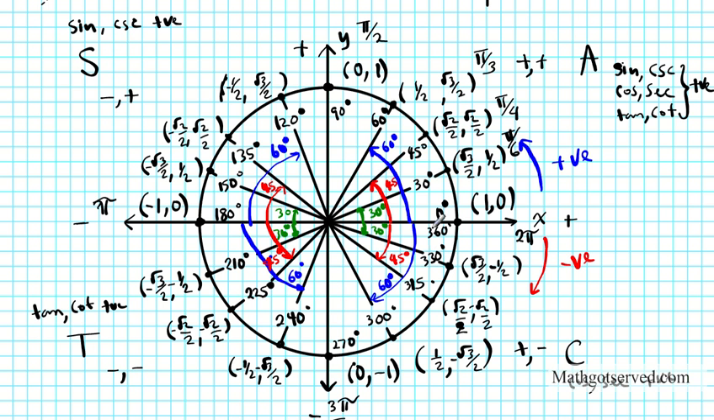So just remember your continuum, 0, 1/2, root 2 over 2, root 3 over 2, 1, and reference angles, 30, 45, 60, and you should be able to construct this without any problems. Okay?